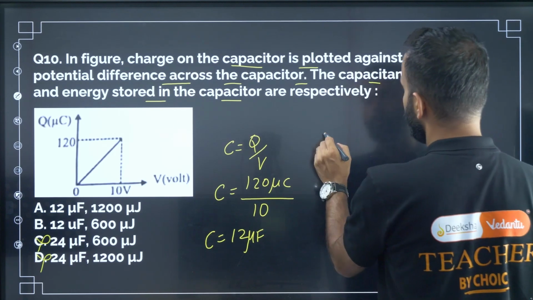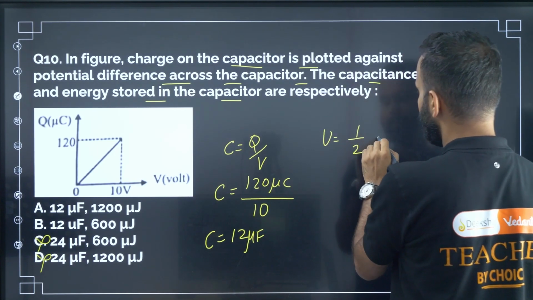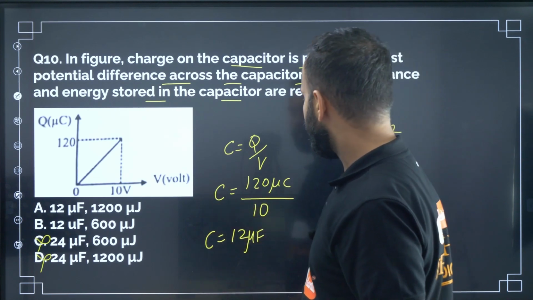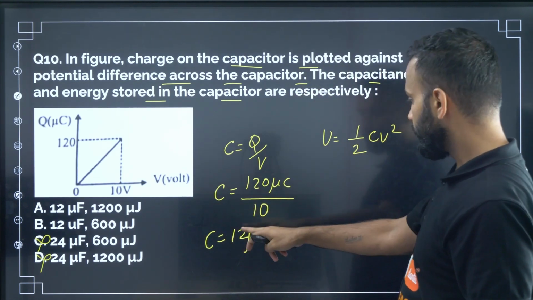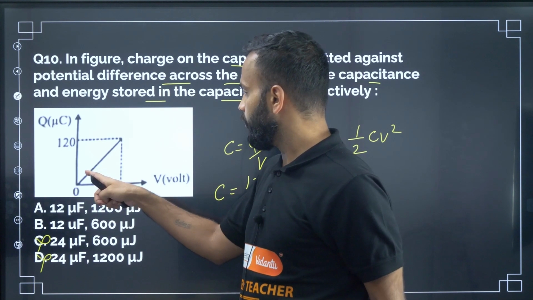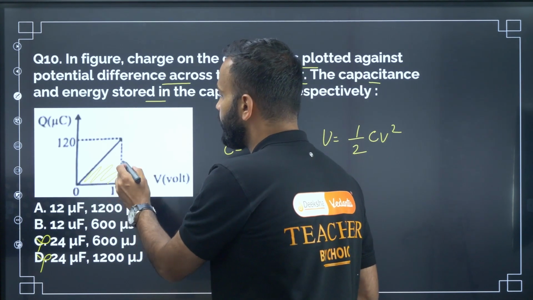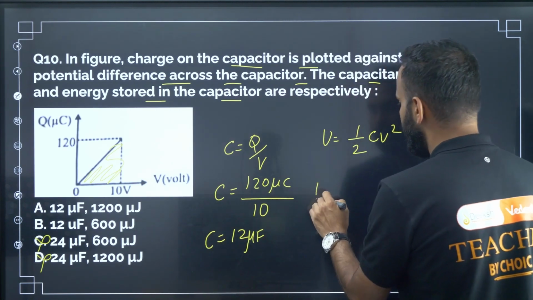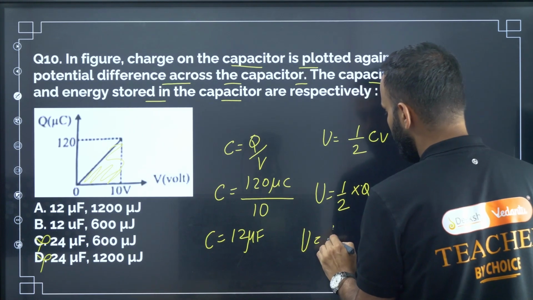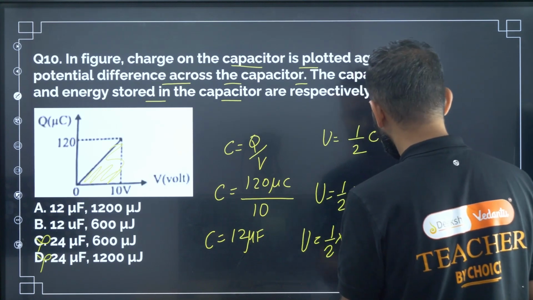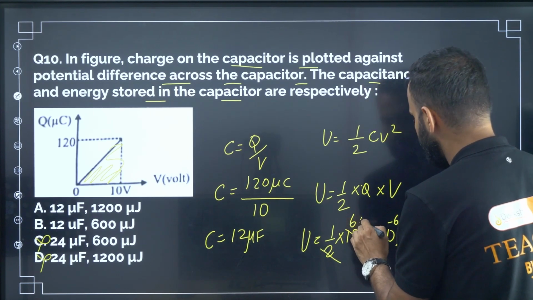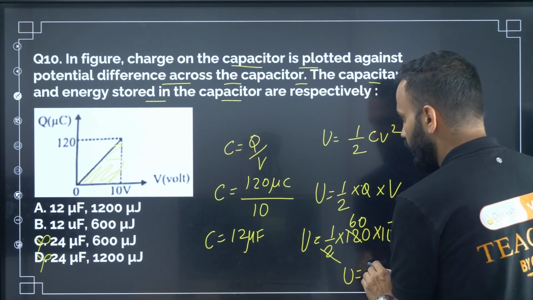So let us find the energy. Here the energy stored in the capacitor is half C into V square. We got the value of capacitance, so you can use the capacitance value and voltage value to find the energy, or you can find the energy by using the graph also. How to find? Take the area of this graph. Area will be U equal to half into height Q into base V. So U equal to half into Q, which is 120 microcoulomb, 120 into 10 to the power minus 6, into V which is 10. So this will be 60, so U equal to 600 microjoule.